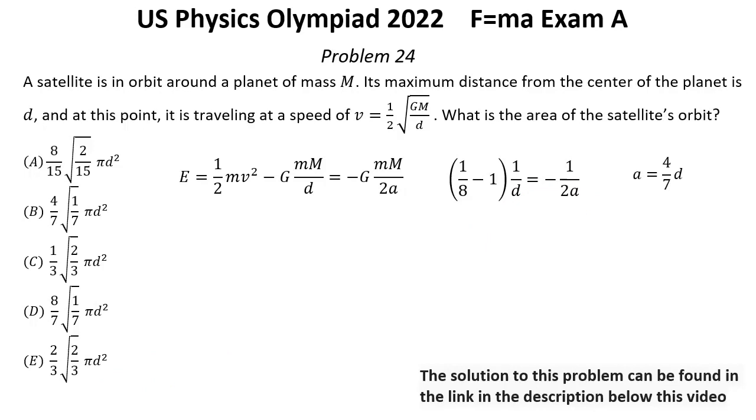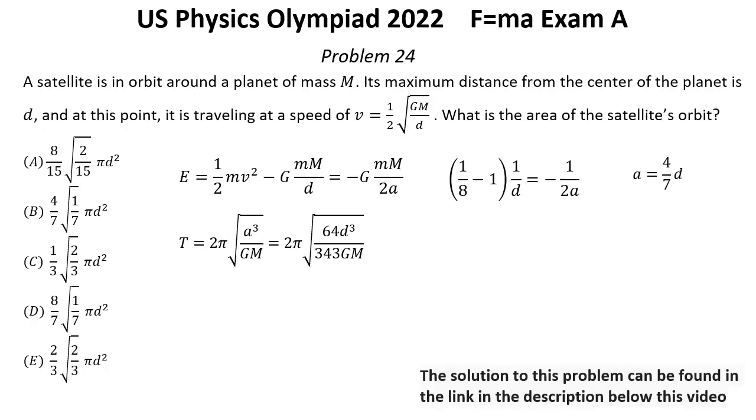Now let's use the third Kepler law. From this law we can write that the period equals 2 pi multiplied by the square root of a cubed over GM, and here we can put the expression through d. It will be this one, and finally we can count what the area of this ellipse is.